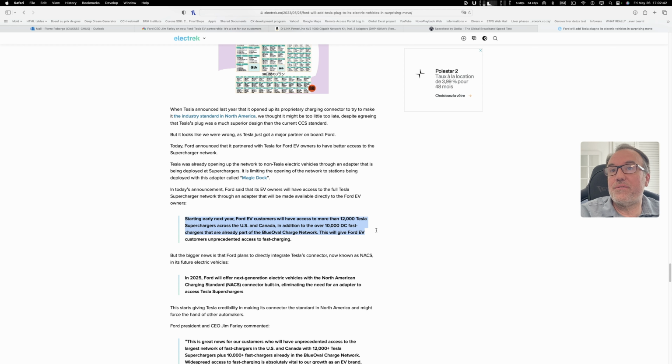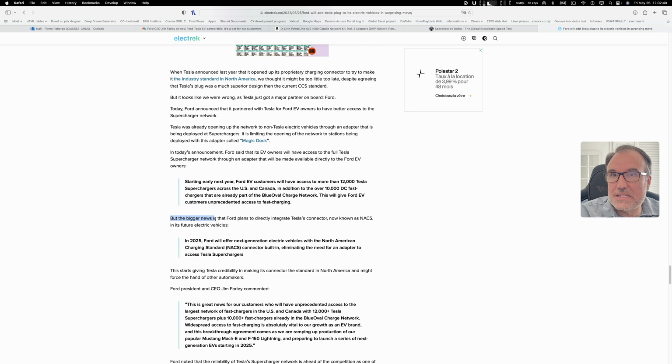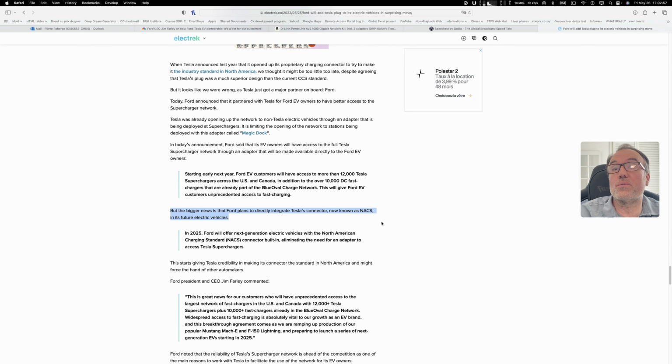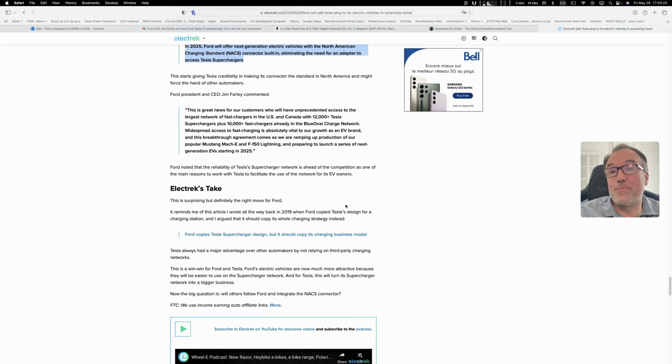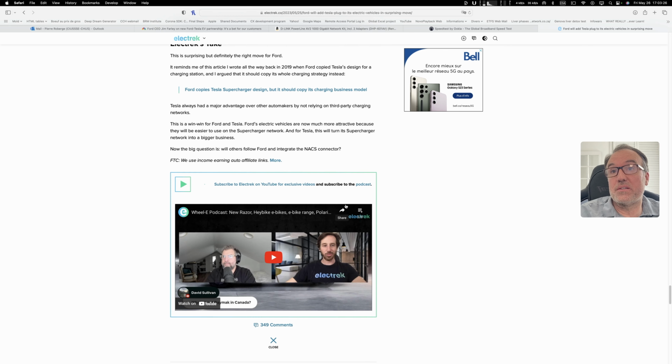This will give Ford EV customers unprecedented access to fast charging. But the bigger news is that Ford plans to directly integrate Tesla's connector, known as the NACS, in its future electric vehicles. In 2025, Ford will offer next-generation electric vehicles with the North American Charging Standard connector built in, eliminating the need for an adapter to access Tesla Superchargers. That's pretty impressive. So Elon really wants to help the world move to EVs because they are helping their competitors.